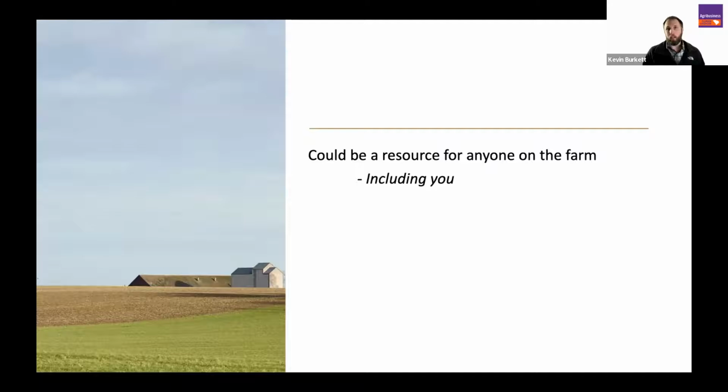And it can be a resource really for anyone on the farm, including yourself. I know for myself, I've got probably at least 20 websites that I have to go and log into with an account and a password and that kind of thing. Well, having a central file somewhere where I can easily locate and access that just makes it a little bit easier, because I've got it all written down and I can continually use that as a resource.